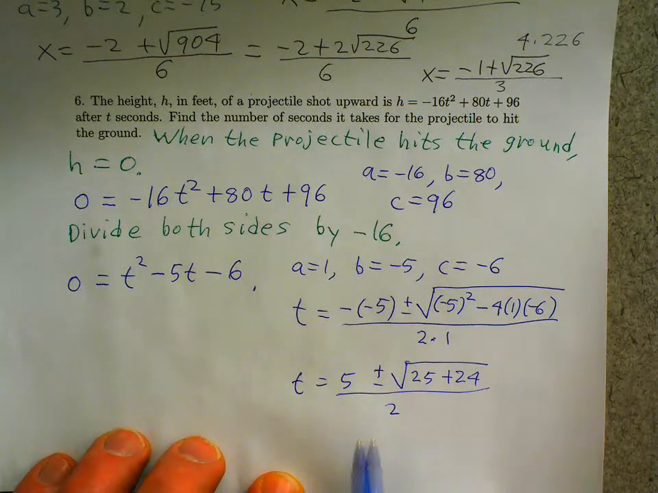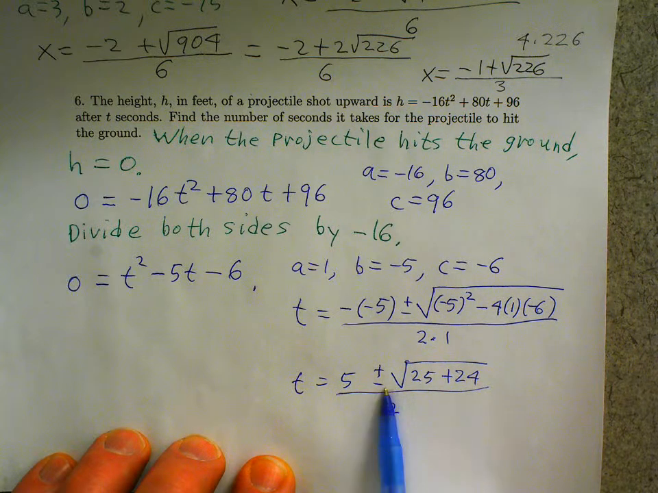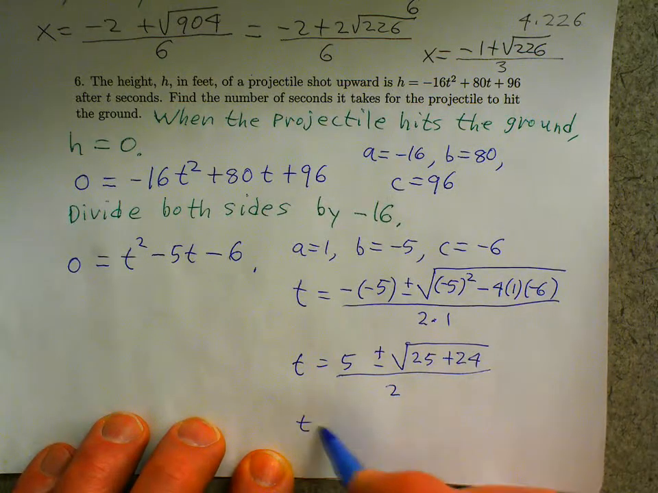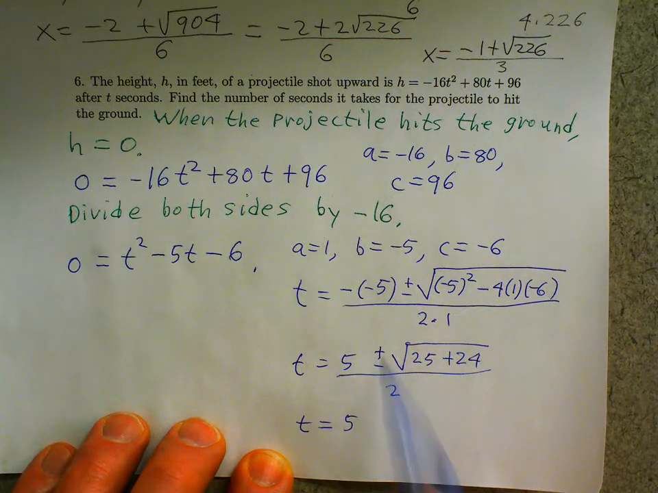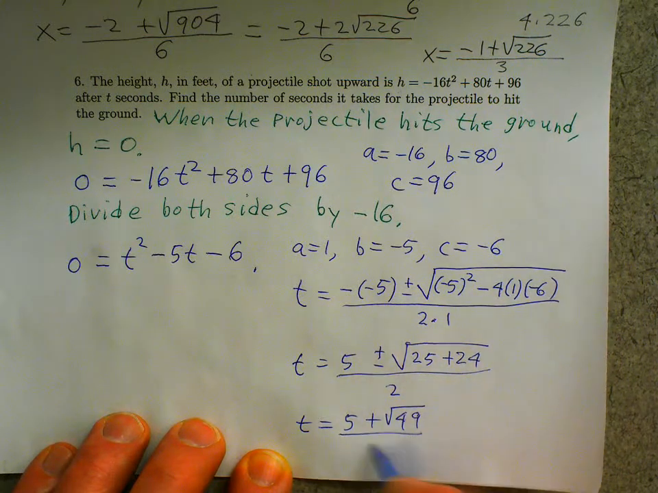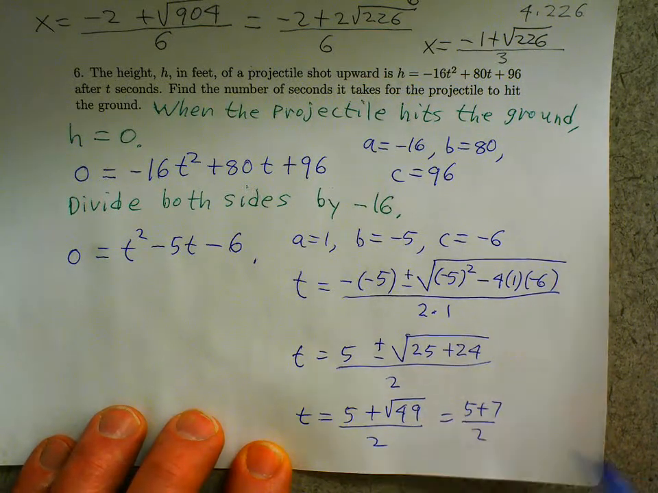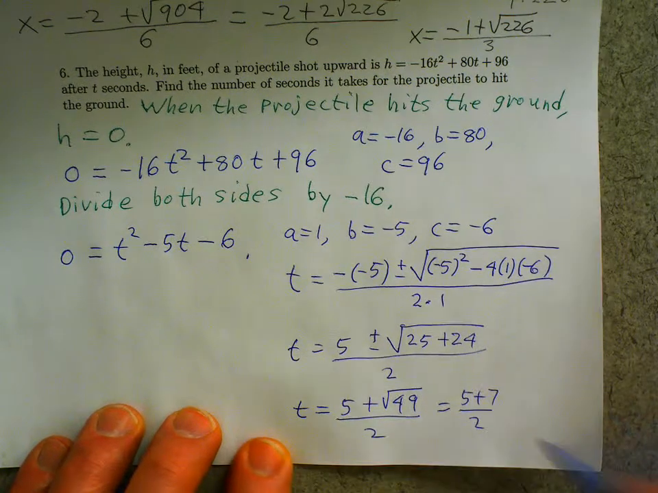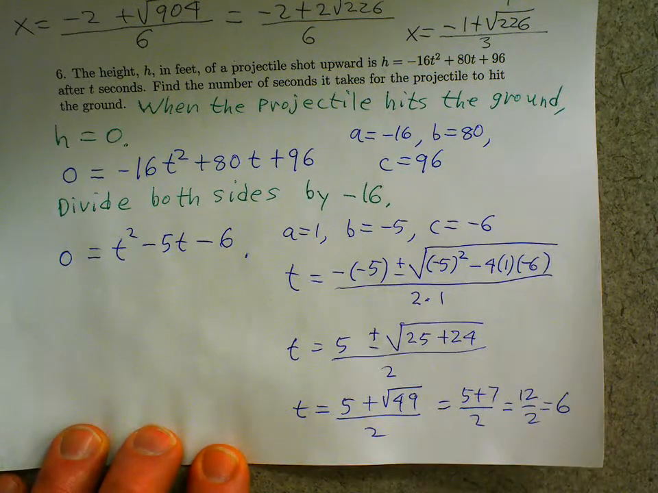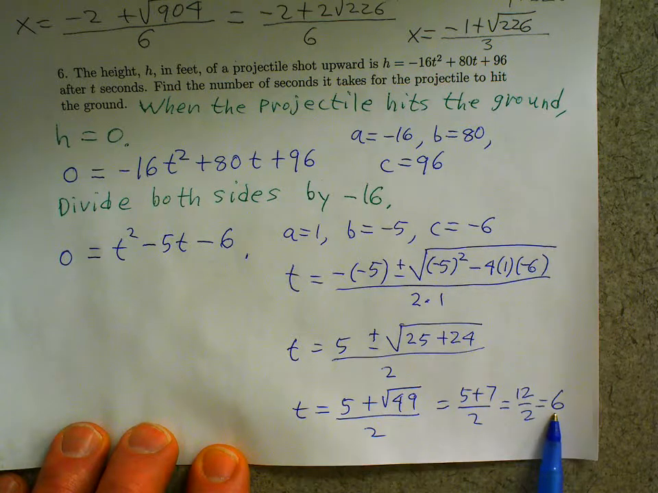In this problem, t is measured in seconds. So the negative answer, the one we get by subtracting, won't make any sense. So we'll just pick the solution we get by adding: 5 plus the square root of 49, all divided by 2, or 5 plus 7 divided by 2. 5 plus 7 is 12. 12 divided by 2 is 6. So it would take 6 seconds after the projectile is fired upwards for it to hit the ground.